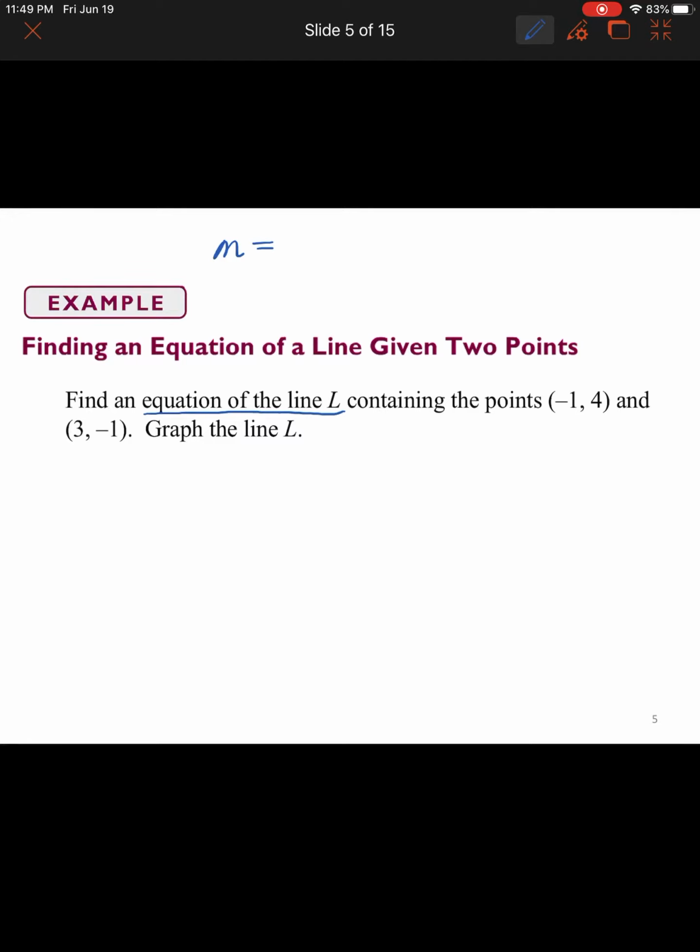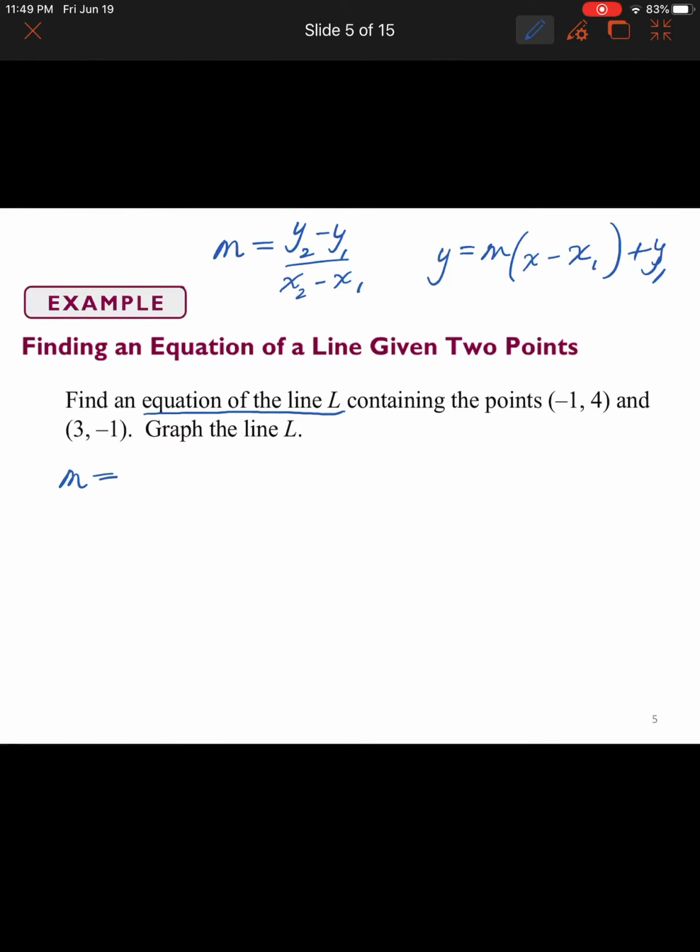And to calculate that slope, we have m, it's the change in y values over the change in x values. And that's how we'll get the slope. And in order to get the equation of the line, we will plug that into the point slope form, I'm sorry, point slope form, y minus y1.